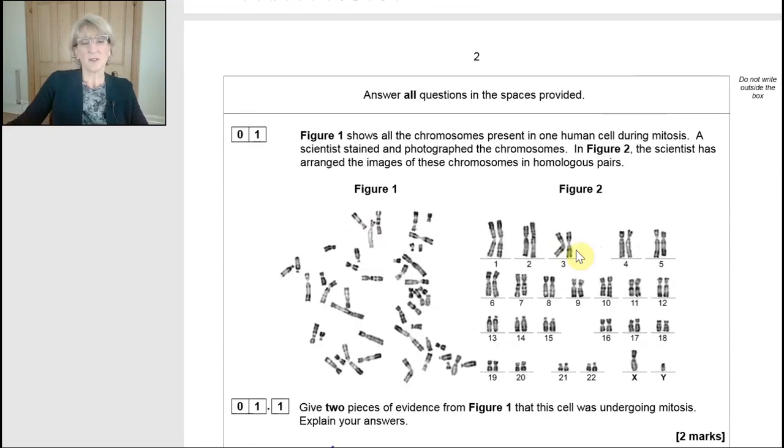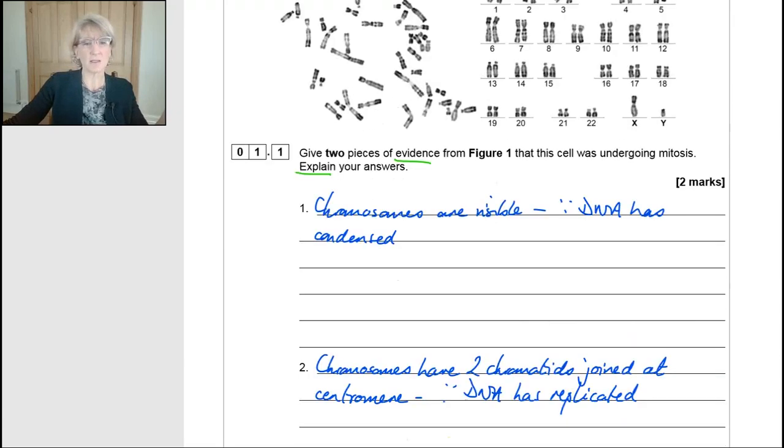So you're given two diagrams, both with chromosomes, one of them arranged in pairs. And you're asked to give two pieces of evidence from figure 1 and to explain your answers. So each answer requires two bits to it, the evidence and a biological explanation, i.e. what is going on behind the piece of evidence that you've thought of. So here are my answers.